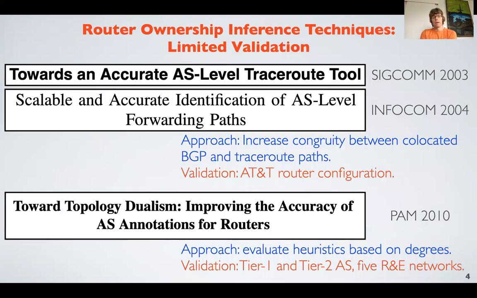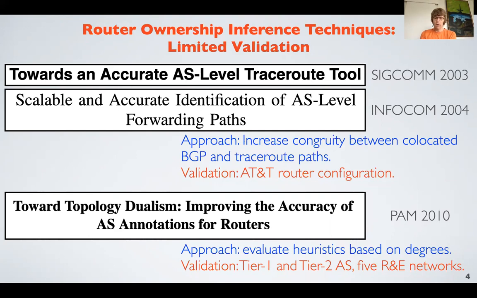So there has been a large body of work looking at router ownership inference techniques. And the property that they all share is that they involve judgment calls by their heuristic designers, their authors, and also that there is limited validation involved. In the first two papers by Morley Mao on this topic, the approach generally was to increase the congruity between a co-located BGP and traceroute view through prefix reassignment. They obtained validation from AT&T and reported that in their paper.